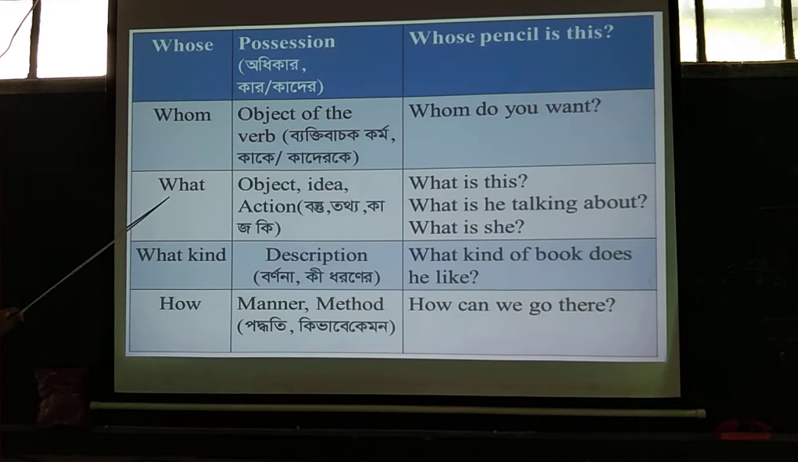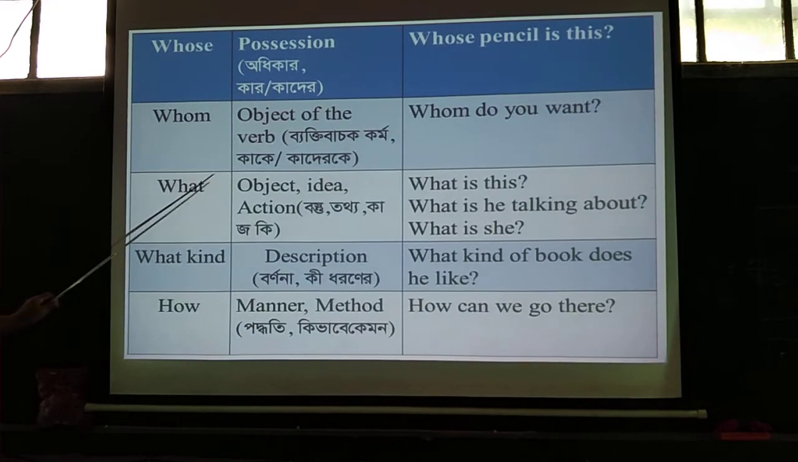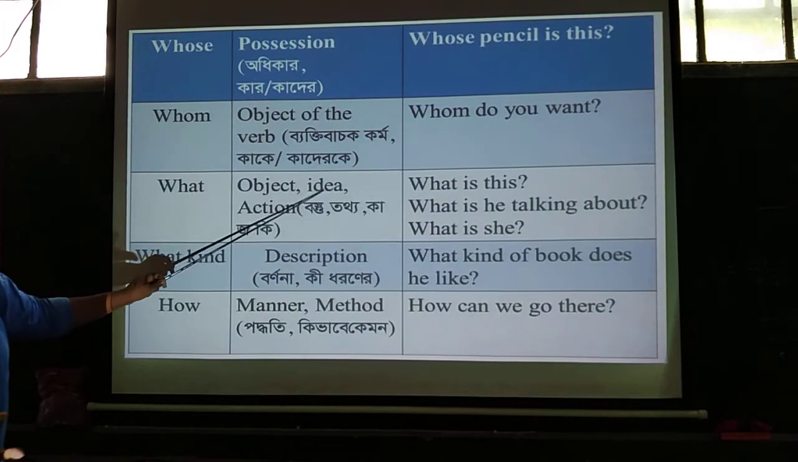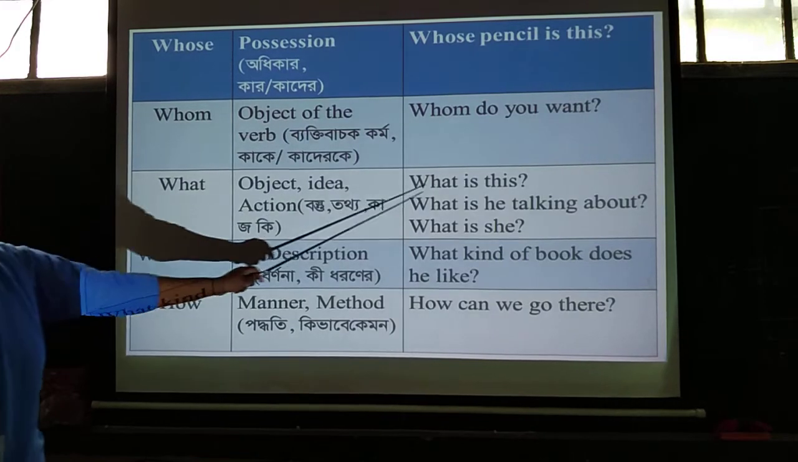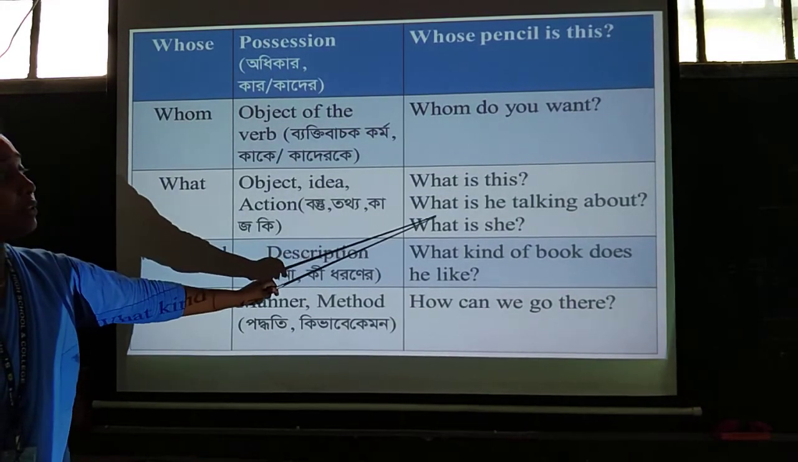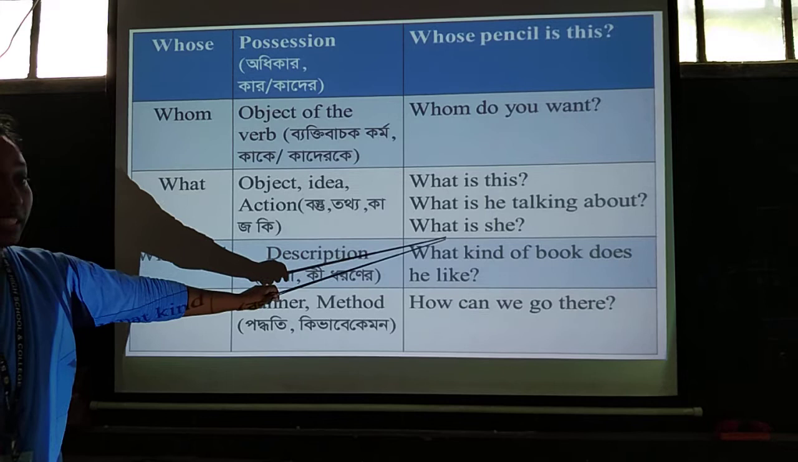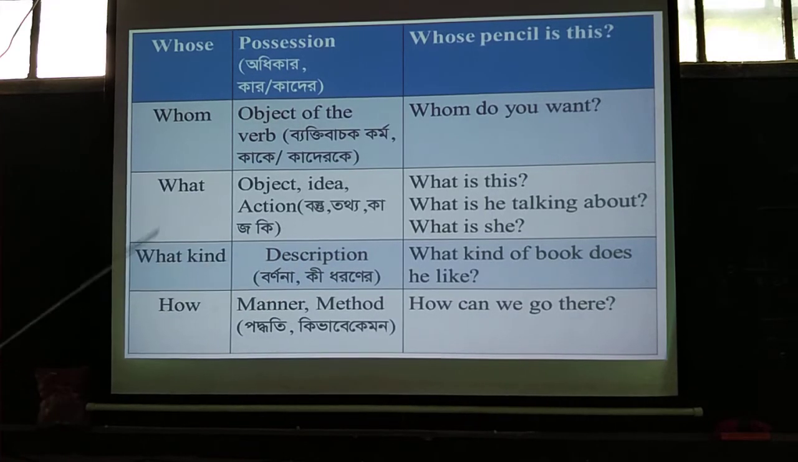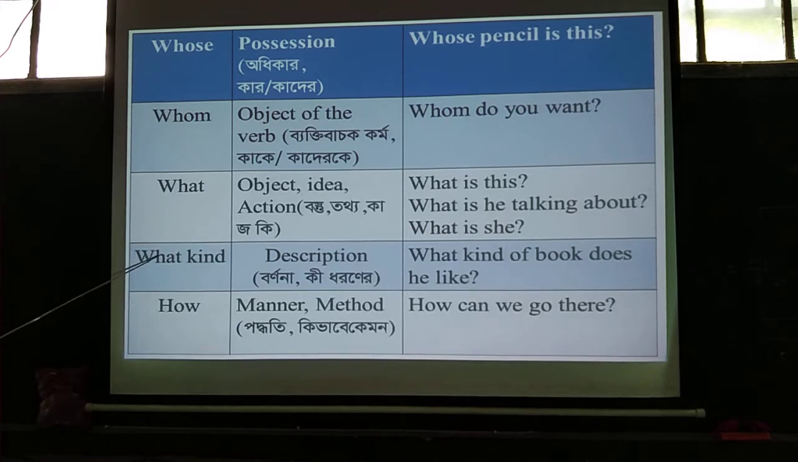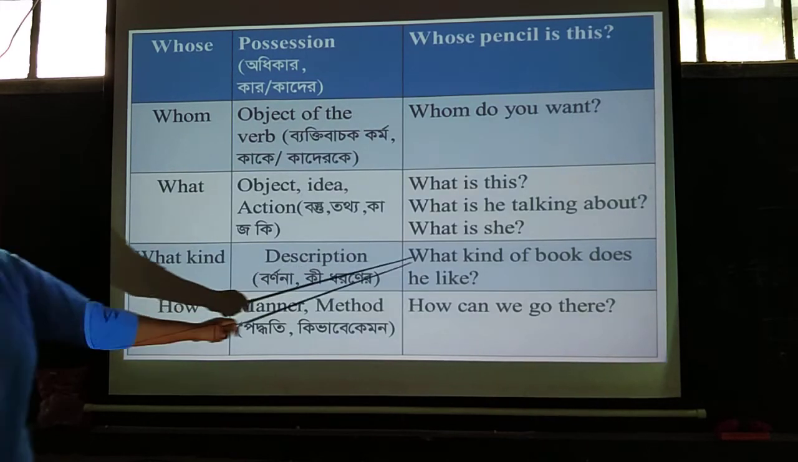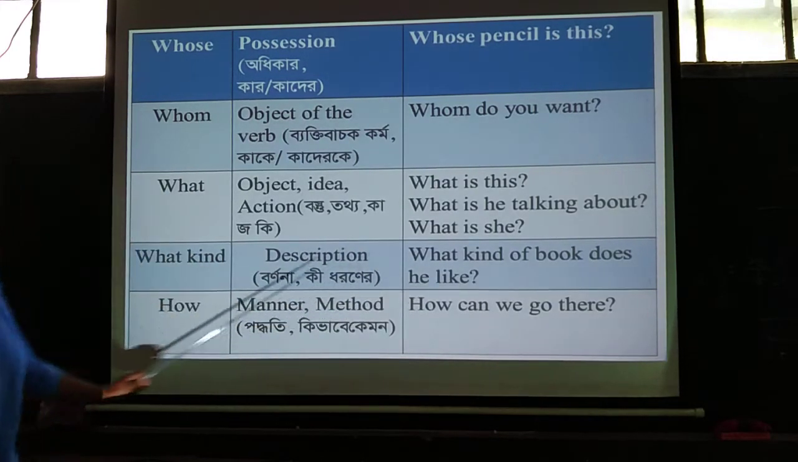This question word what we use to know about an object or an idea or an action, like what is this, what is he talking about, what is she. Sometimes we use kind after the WH word what, and what kind, this WH question word we use to know about the description, like what kind of book does he like.